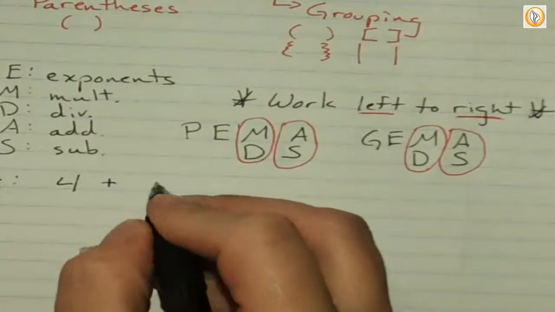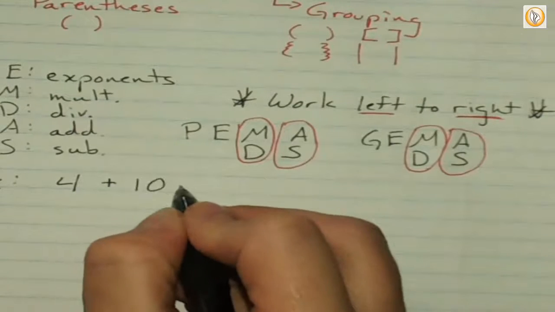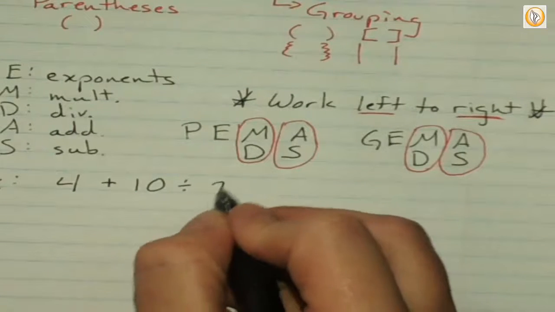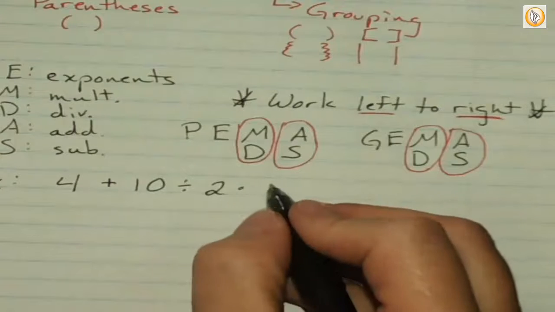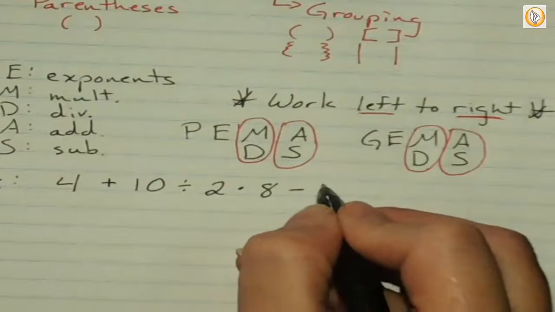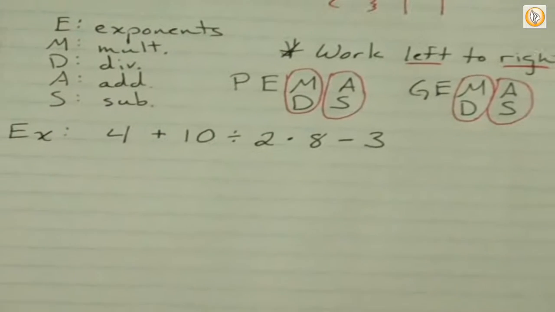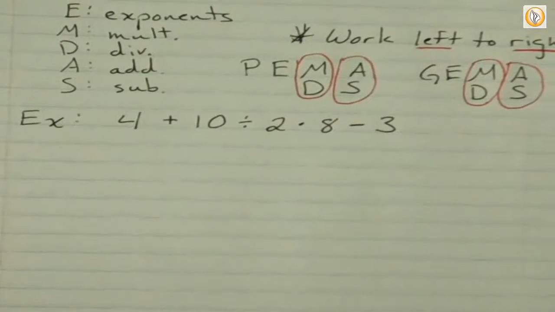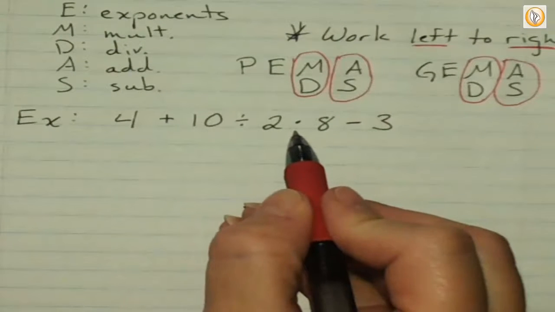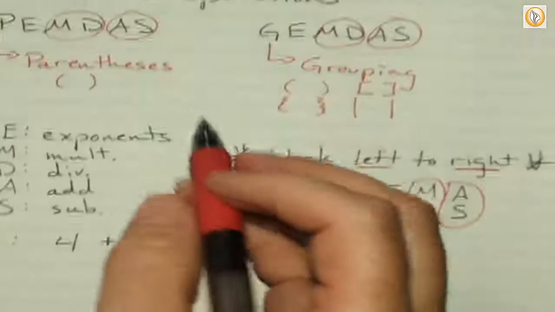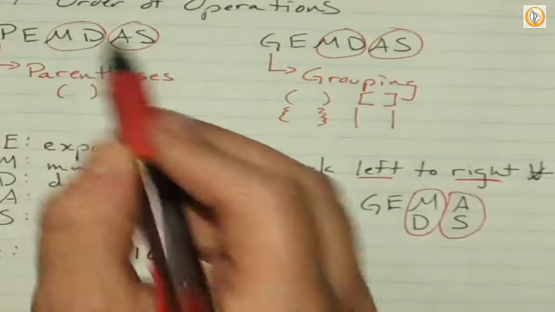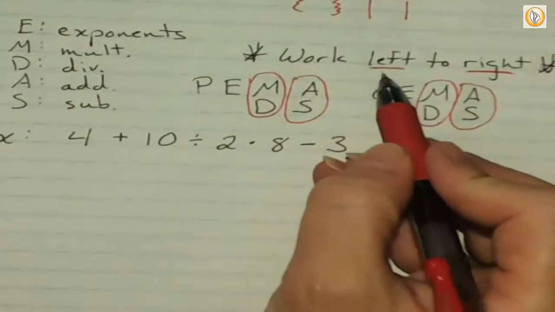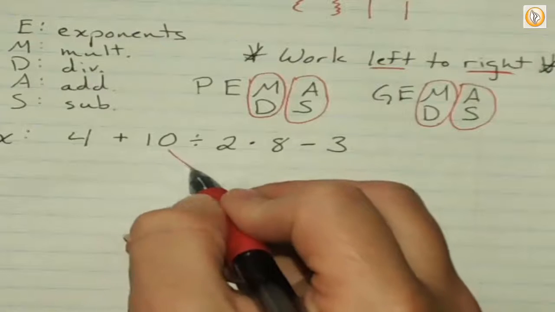4 plus 10 divided by 2 times 8 minus 3. Tanner, which do I do first? You do the 10 divided by 2. Yes. Why am I not doing multiplication first if multiplication comes before division? Bingo, you work left to right.